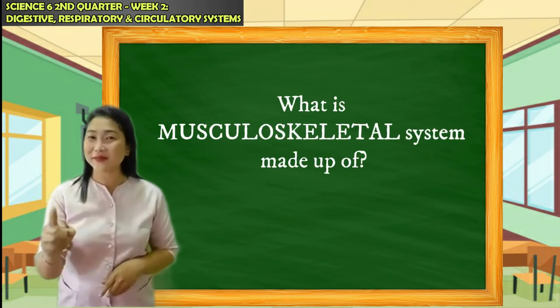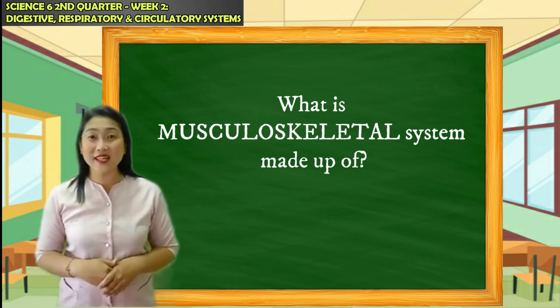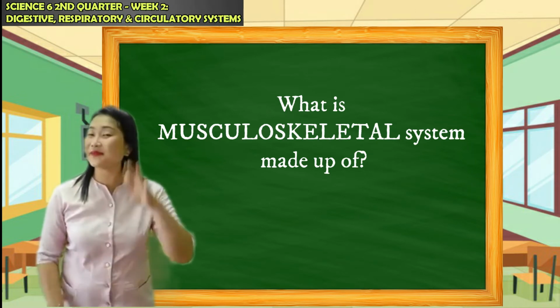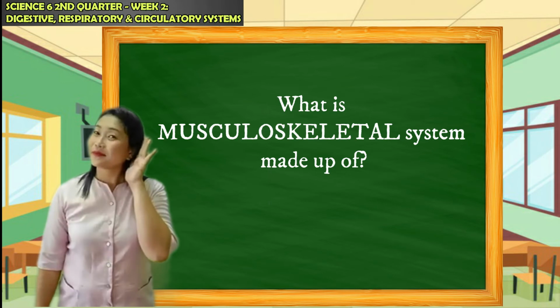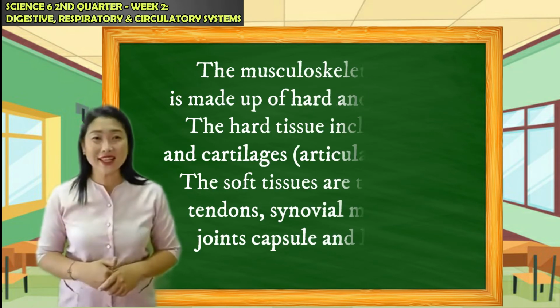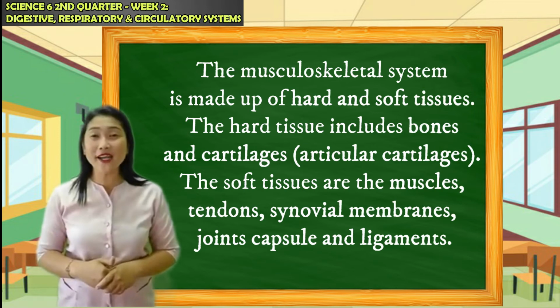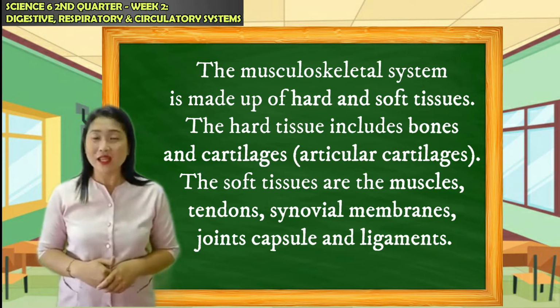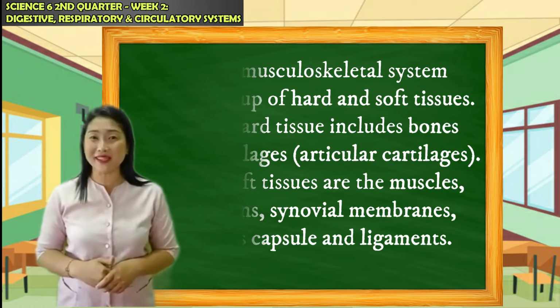Next question. What is the musculoskeletal system made up of? Very good! The musculoskeletal system is made up of hard and soft tissues. The hard tissue includes bones and cartilages. The soft tissues are the muscles, tendons, synovial membranes, joint capsule, and ligaments.